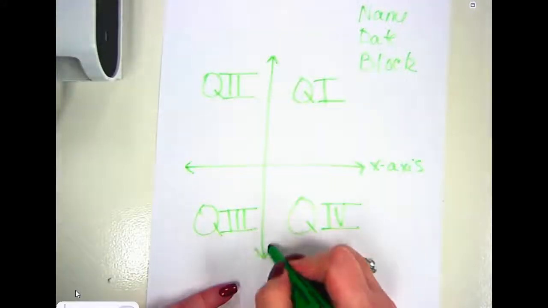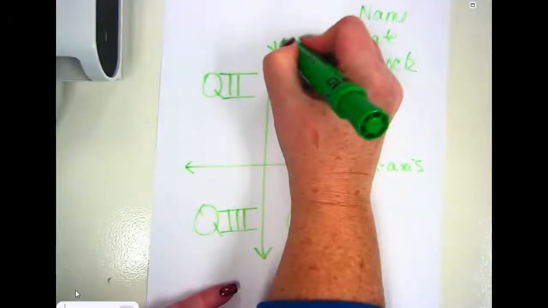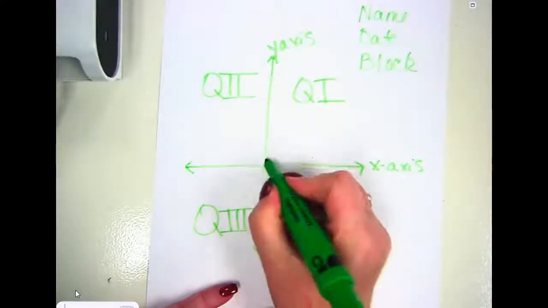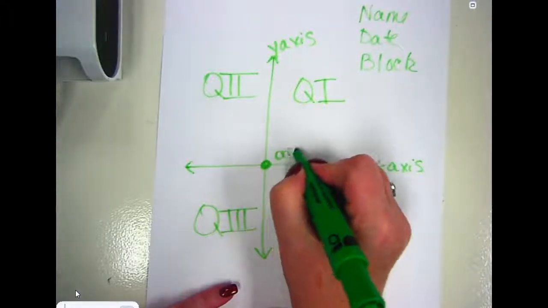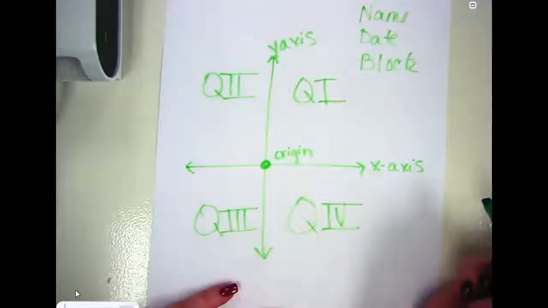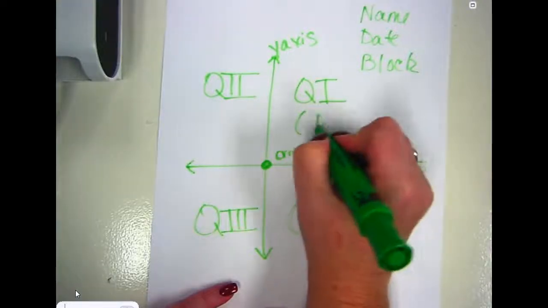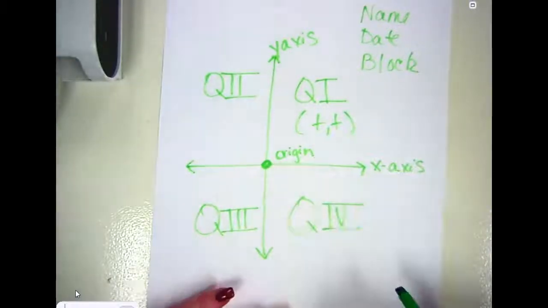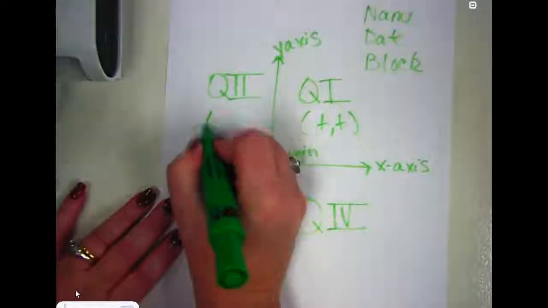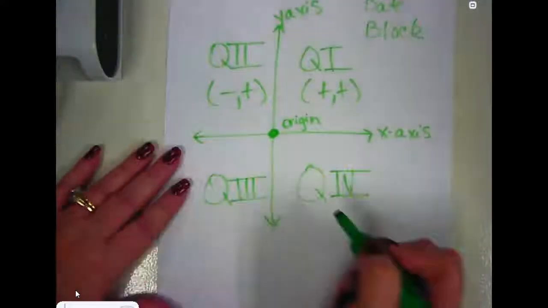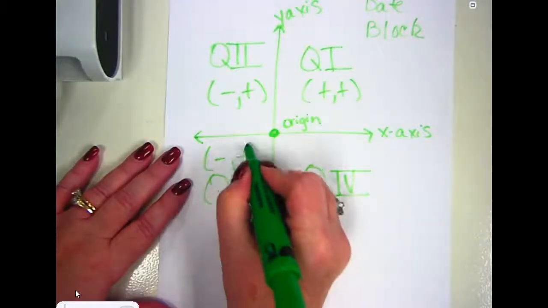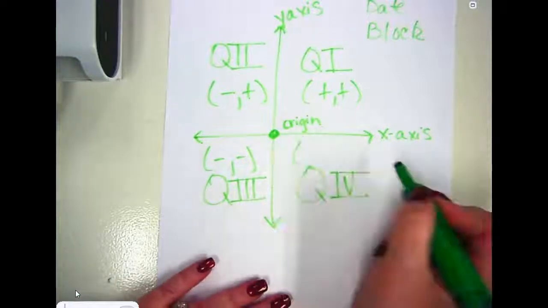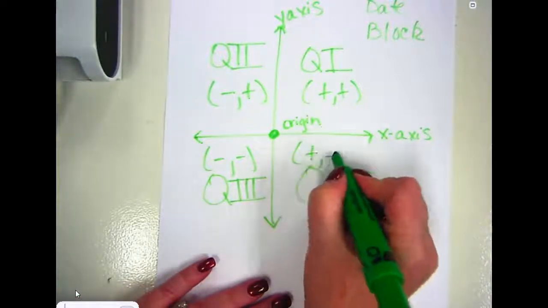This one is called the what? Y-axis. You will have to say this is the, what is that? Origin. And you will have to tell me that quadrant 1 is the positive quadrant. You will have to tell me this one is the negative positive quadrant. What's 3? Negative quadrant. And quadrant 4 is the positive negative.